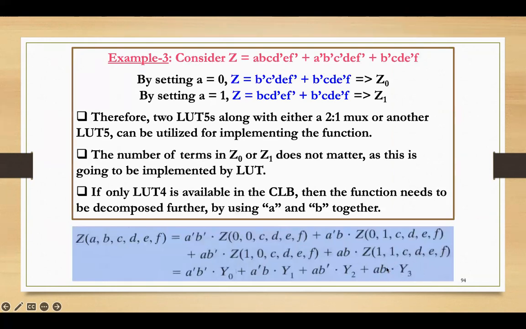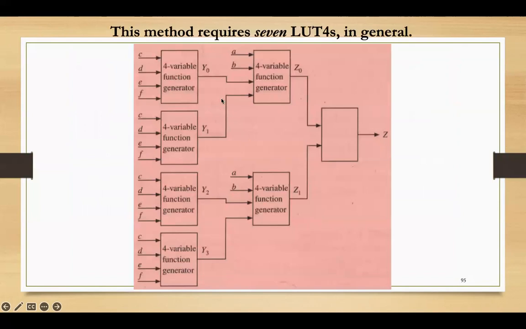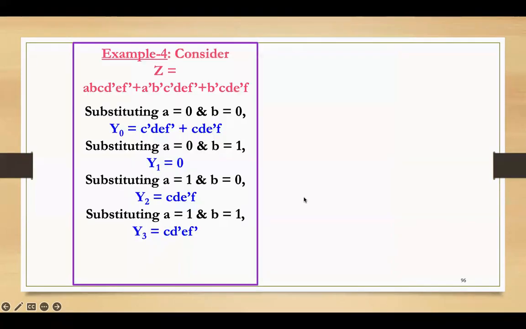Based on the expression, wherever they are multiplied, let's say, for example, a bar b bar into y0, that is taken into consideration. Accordingly, I will have 2 here, and then from these 2 I can use a mux and take either z0 or z1, giving z.